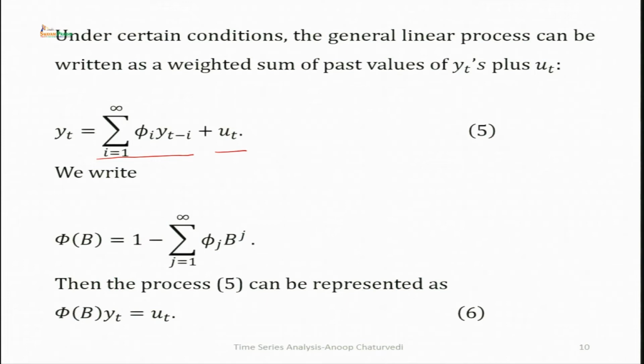So, suppose you write phi B equal to 1 minus summation j equal to 1 to infinity phi j B to the power j. So, you take all these terms towards the left hand side. So, what you get? y t minus phi 1 y t minus 1 minus phi 2 B square y t minus 1 and so on, equal to u t.